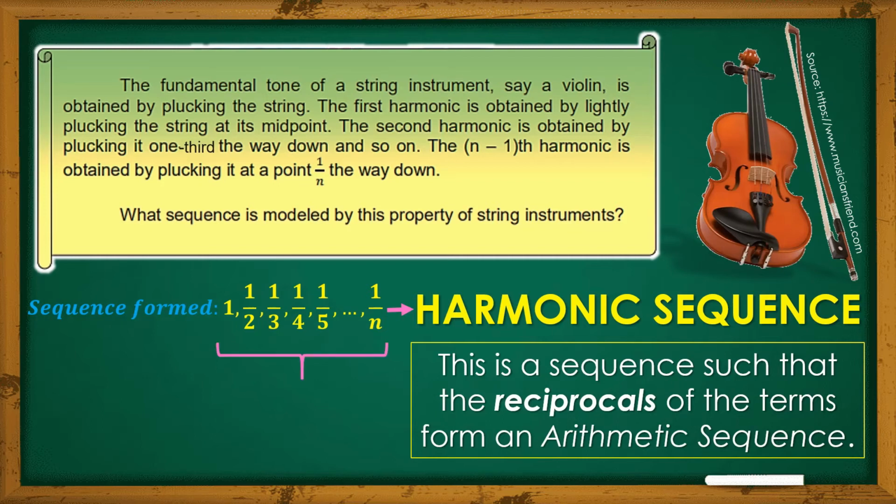Ano ba yung reciprocals? Interchanging the positions of numerator and denominator. In other words, just flip the fraction. Yung 1 is 1, yung 1/2 is 2/1 or 2, yung 1/3 is 3, yung 1/4 is 4, yung 1/5 is 5, and yung 1/n is n. That gives us an arithmetic sequence. So harmonic sequence is related to arithmetic sequence.